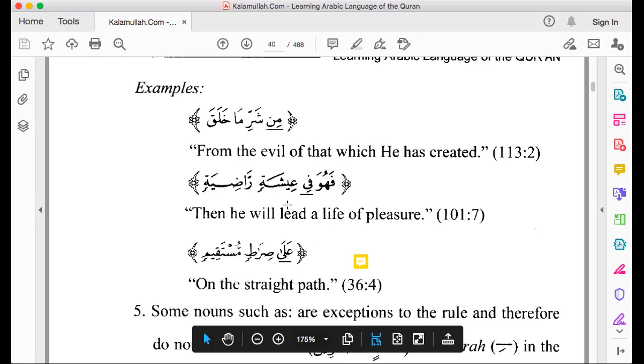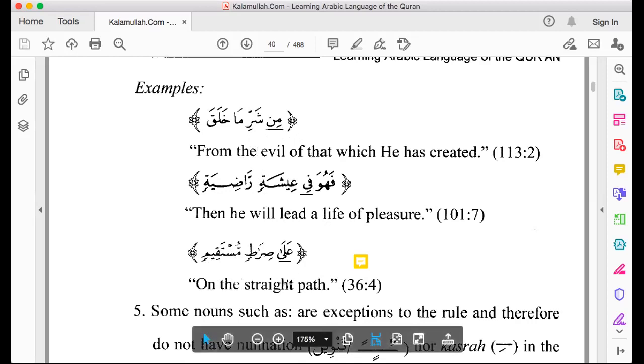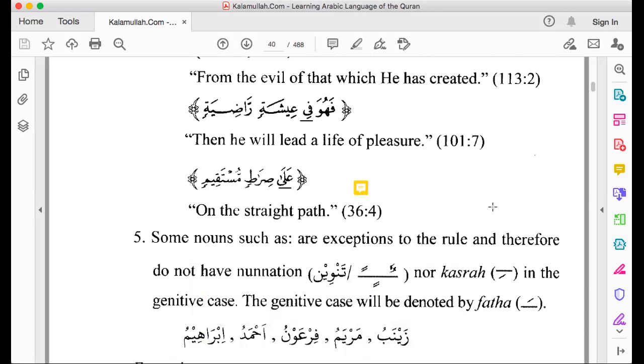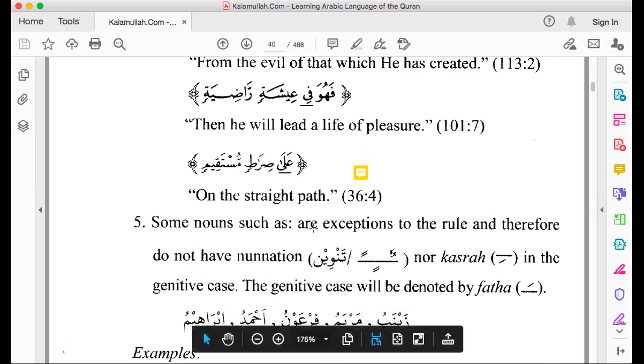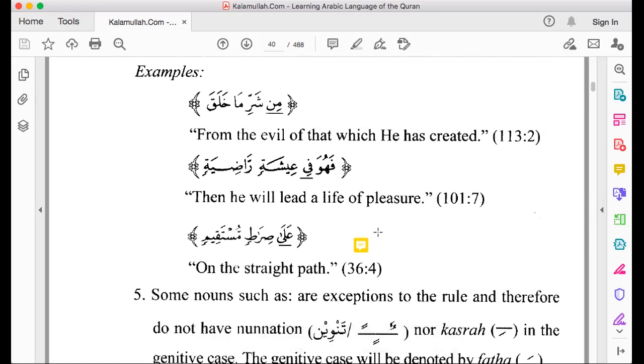You see, this is also indefinite, right? Ishatin, there's a tin, so this is indefinite. A life of pleasure, indefinite. A life, not the life of pleasure, a life of pleasure. This is also indefinite. So these were cases of indefinite. Okay, so again, I think that was it. This is moving on to a different discussion with exceptions, which we will cover later. So that's it. That's the end of our lesson today.